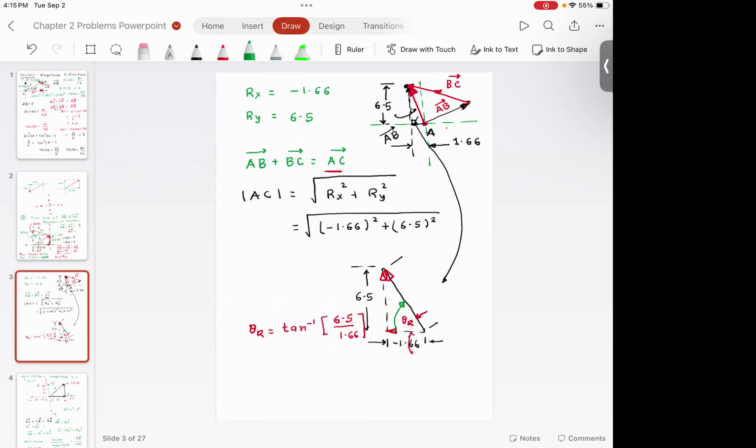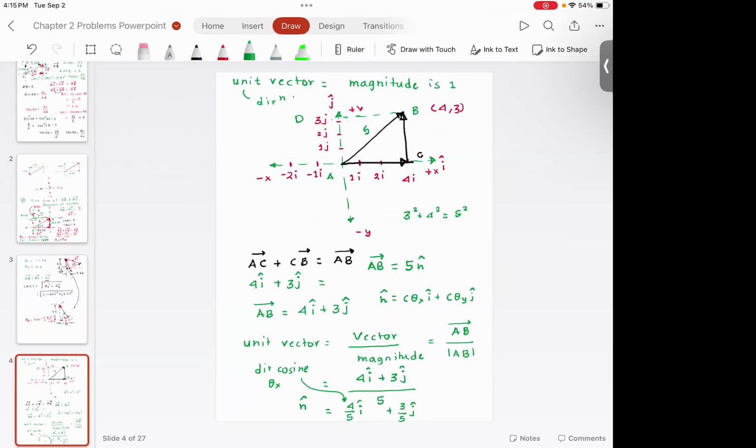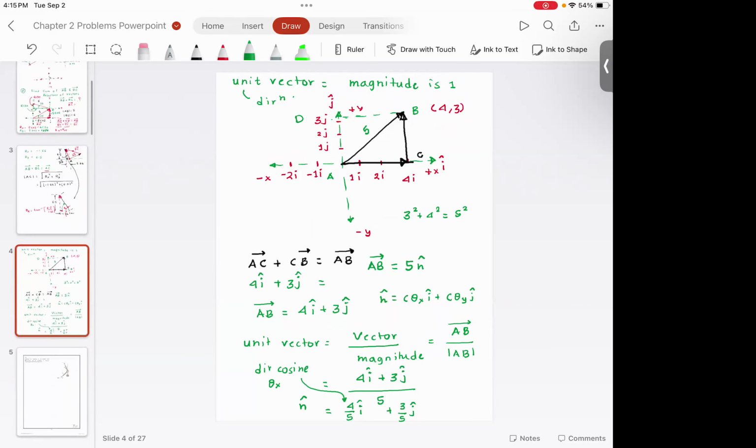Everyone understood this? If you want to find out the angle made by the resultant, you find out tan inverse of Ry by Rx. Last thing that we talked about is the concept of unit vectors and what these unit vectors represent.